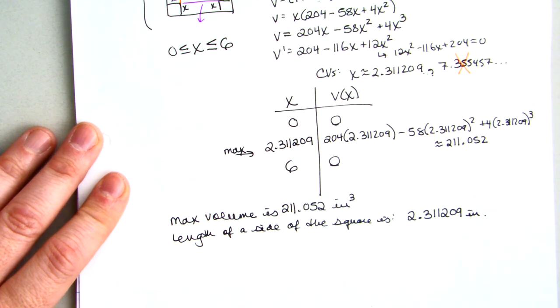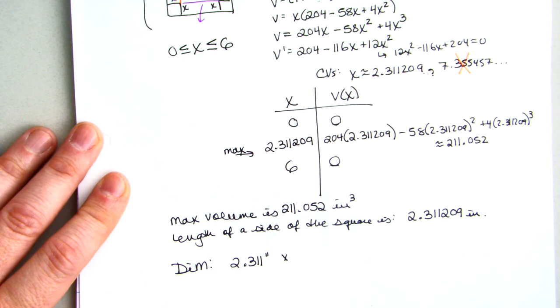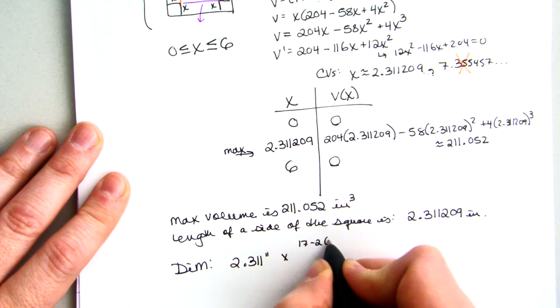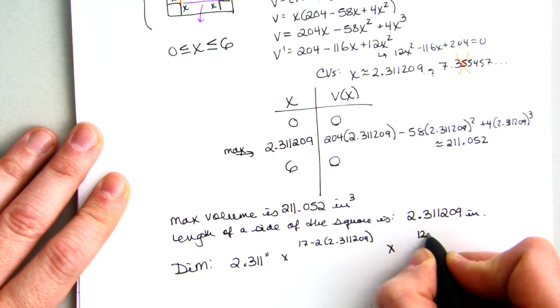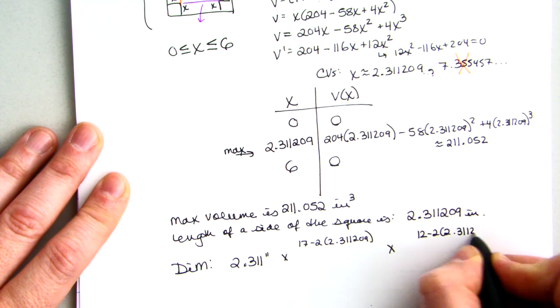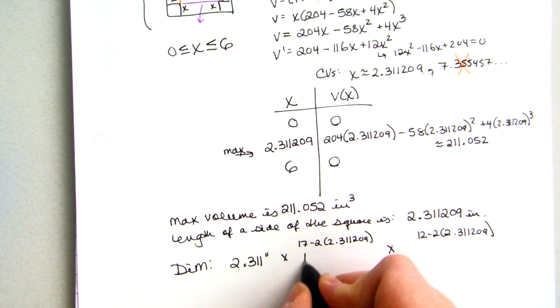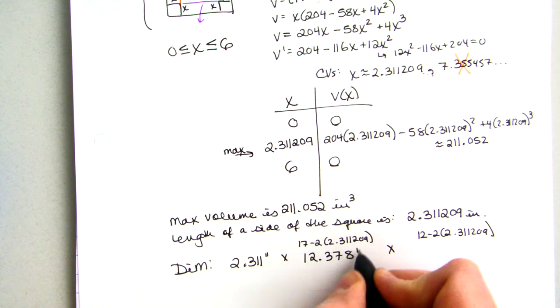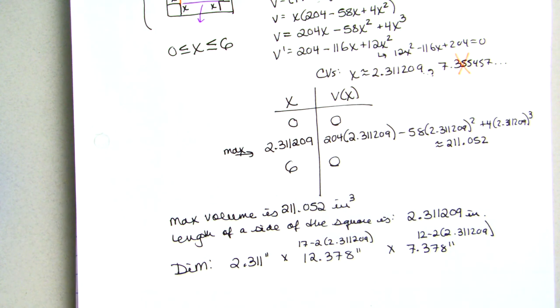We're finally asked to find all the dimensions of the box. Well, I know that's 2.311 inches by, let's do 17 minus 2 times all that. And let's also do 12 minus 2 times that x value. Finish that off in the calculator and get some dimensions. That should give us 12.378 inches, 7.378 inches. These are the dimensions of that box that we've created by cutting squares out of the corners.